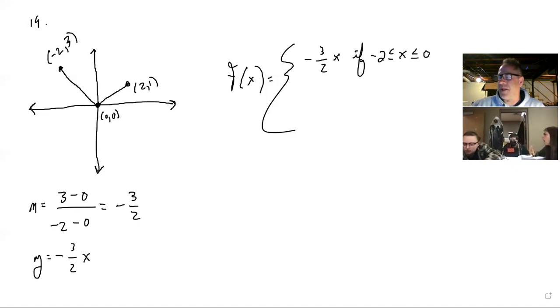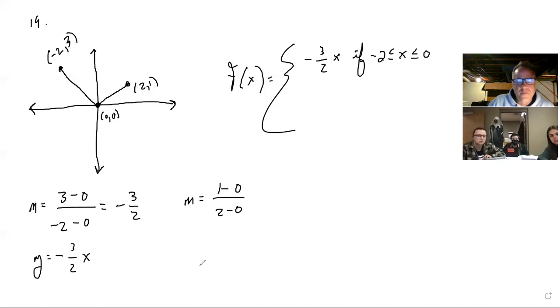And then it's going to have you define the other part, which is right here. So we'll go through the same thing, find the slope really quick. I'll go 1 minus 0 for the difference of y's, and then we'll go 2 minus 0 for x's. So here we have a slope of 1/2. So again, since we contain 0, 0, it's just going to be y equals 1/2 x. So that's your other piece of this.